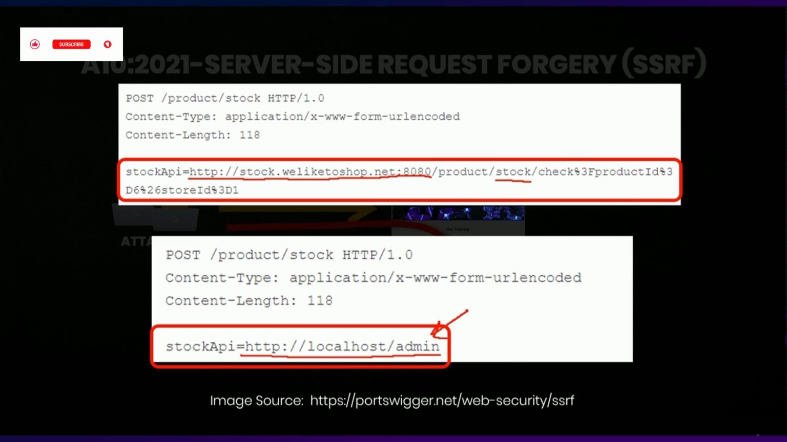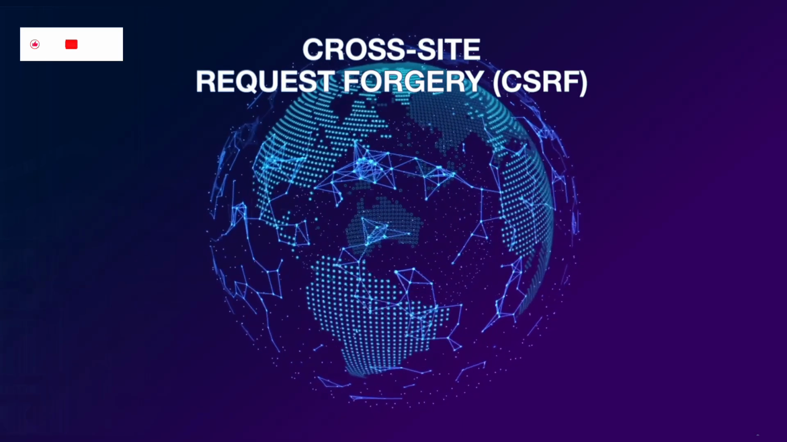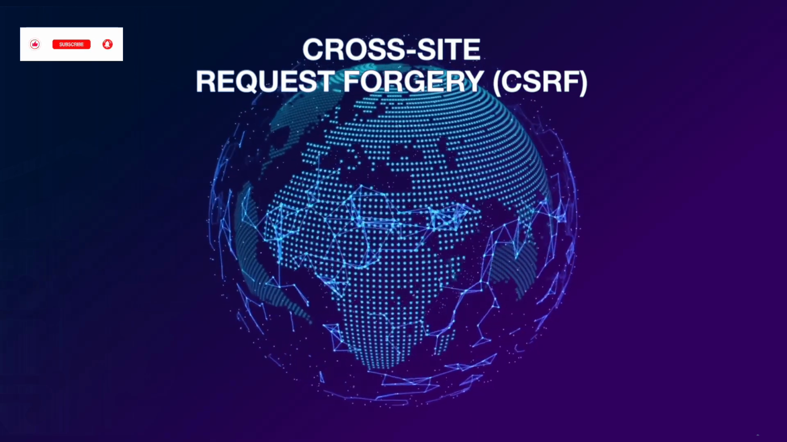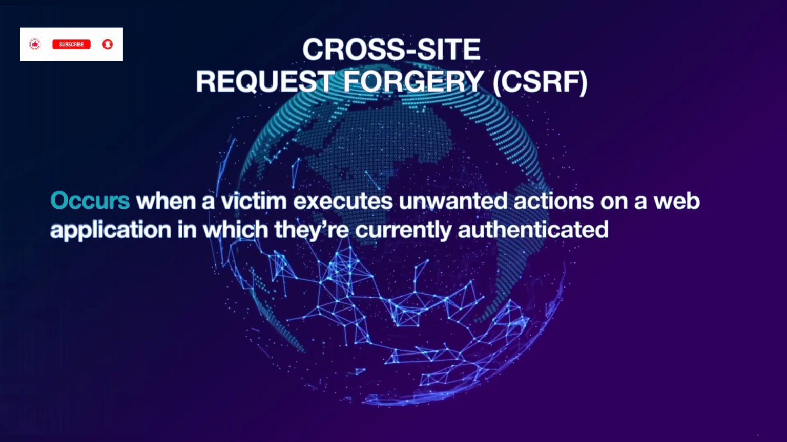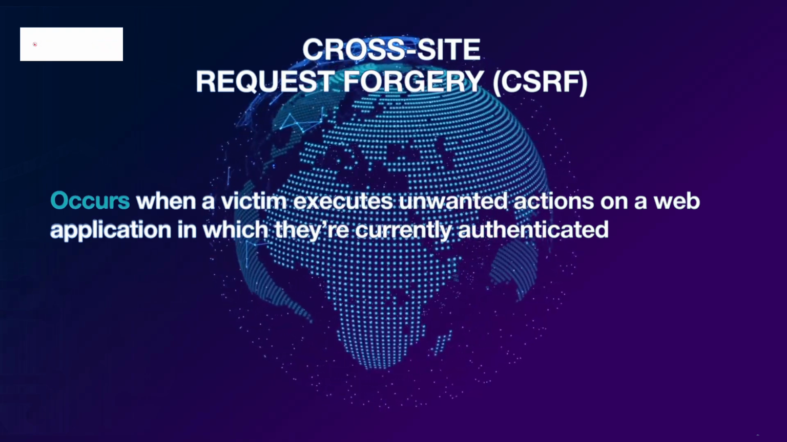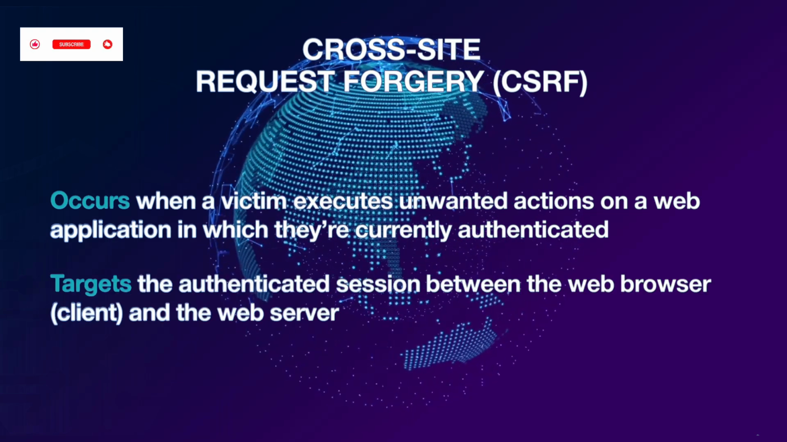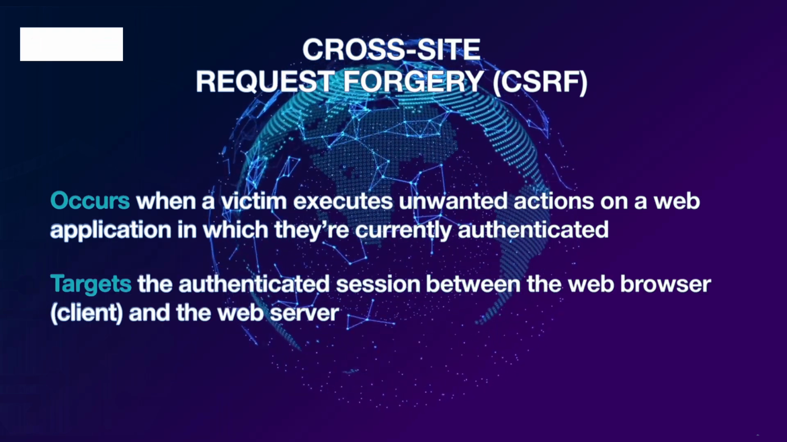In fact, if you are familiar with the Capital One bank hack that occurred in 2019, this is exactly how this hack was pulled off. That all happened just from injecting a script right onto the website. Now there's another version of this called cross-site request forgery, or CSRF attack. This occurs when a victim executes an unwanted action on a web application in which they are currently authenticated. So this is targeting a pre-authenticated session between the web browser, which is the client, and a web server.